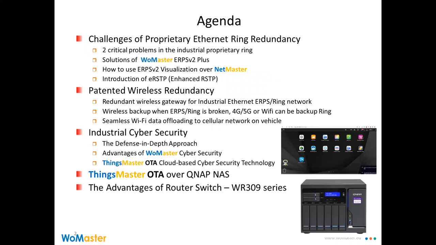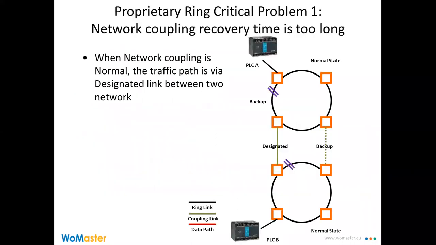The fourth topic I will introduce is ThingsMaster OTA over QNAP NAS. Right now, our ThingsMaster OTA can run seamlessly on the QNAP NAS, so we can take many advantages of QNAP NAS. Later, I will introduce in more detail the advantages of using OTA over QNAP NAS. The last topic is the advantages of the routing switch, the Womaster 3019 series. I will introduce the major differences between a router and a switch, and the advantages of the routing switch. Okay, then we start the first topic.